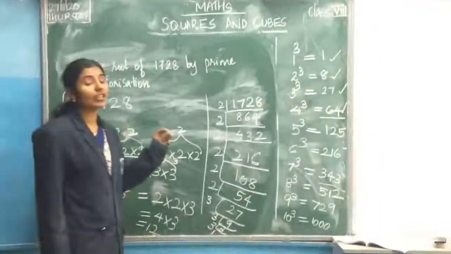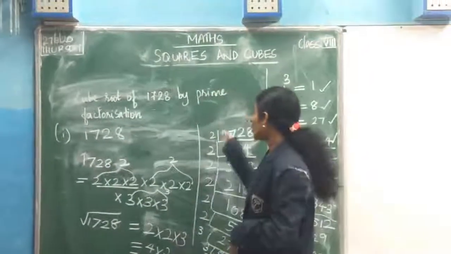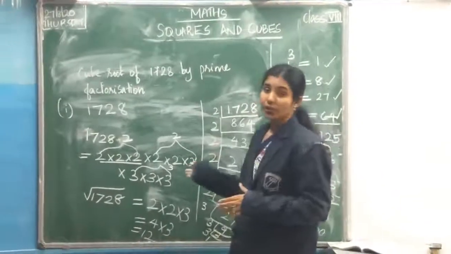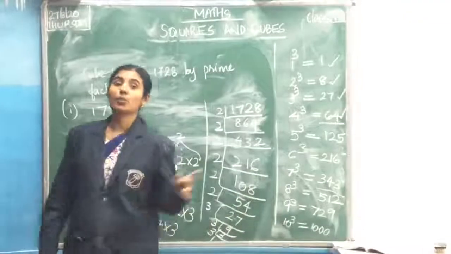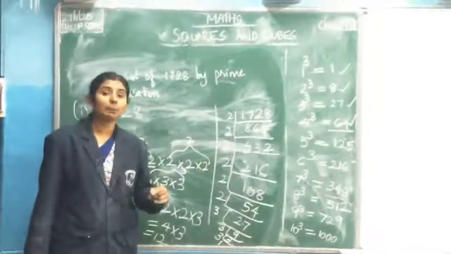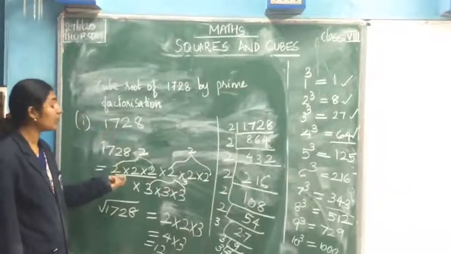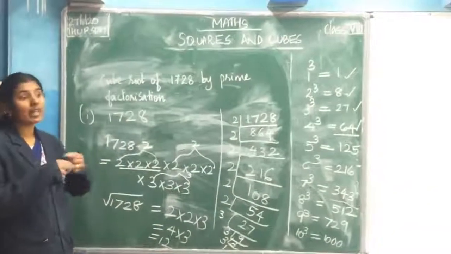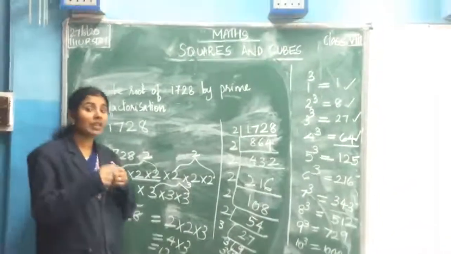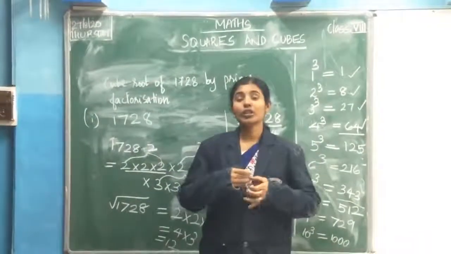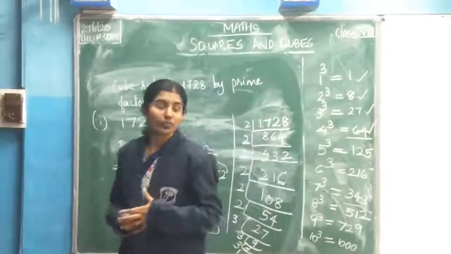So how to find the cube root of a number? First factorize the number. After factorizing, you can write that number as a product of prime numbers. Then see which number is coming 3 times, and from each such triple you should take one. Like that, you will get the cube root.